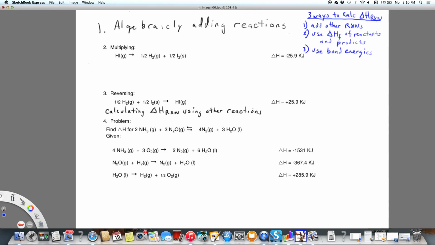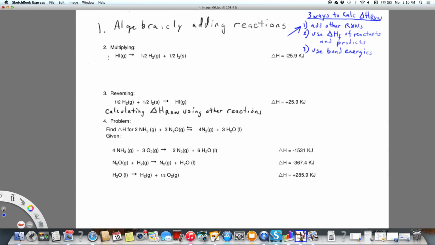In this case, we're going to look at number one. We're going to add other reactions together, and you can do this algebraically. So we're going to algebraically add some reactions together and add their heats together to get the reaction we're interested in. That's Hess's law.